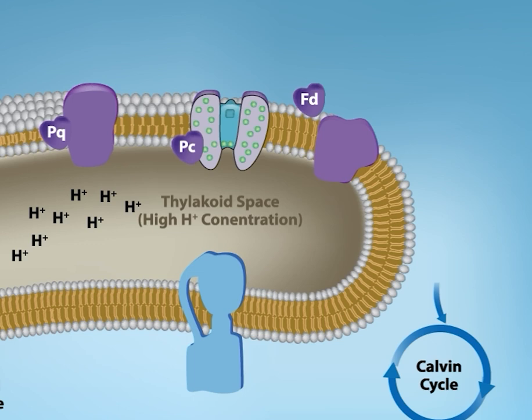Thus, PS2 captures the energy to create proton gradients to make ATP, and PS1 captures the energy to reduce NADP+ into NADPH.